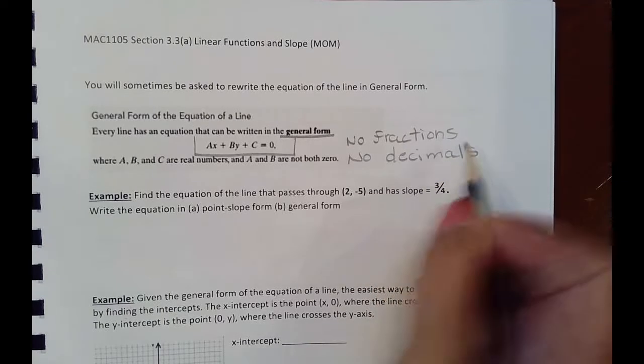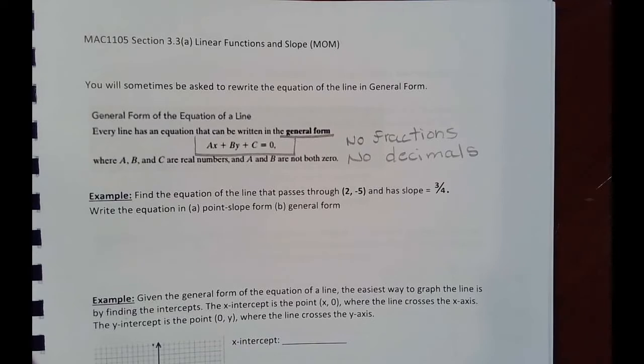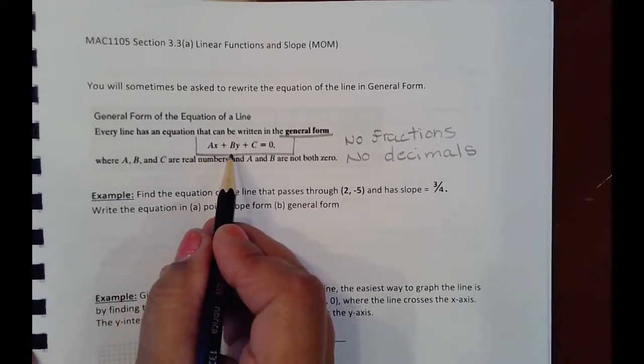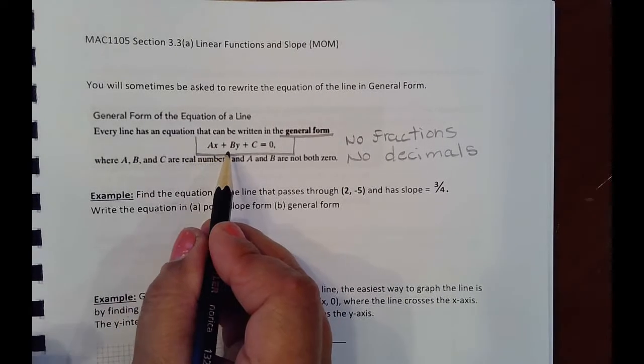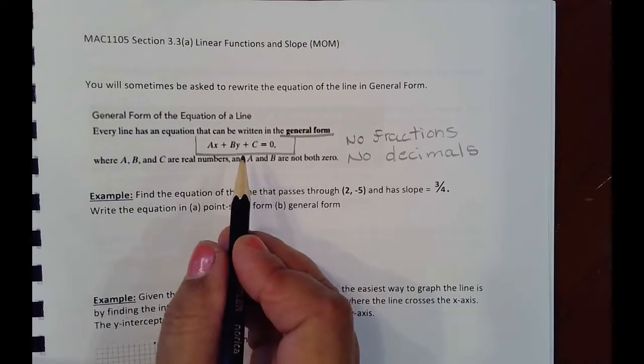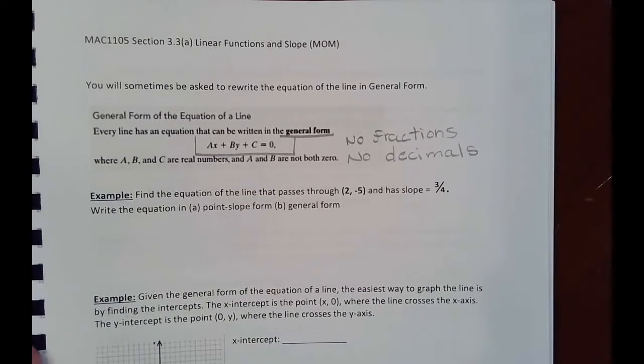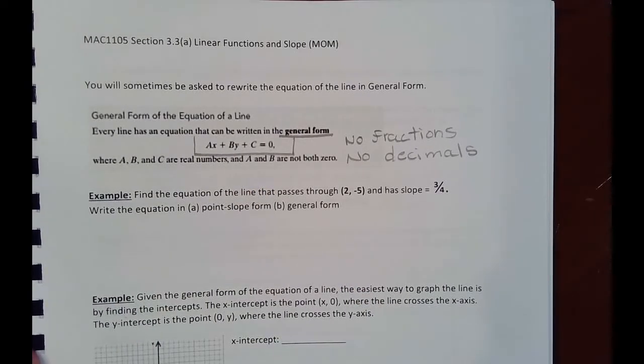They're typically given without these kinds of numbers. You're going to get everything on one side, and you can't have both A and B being 0, because that would wipe out all your variables, and therefore it wouldn't be the equation of a line. So this is the equation of a line, but in general form.